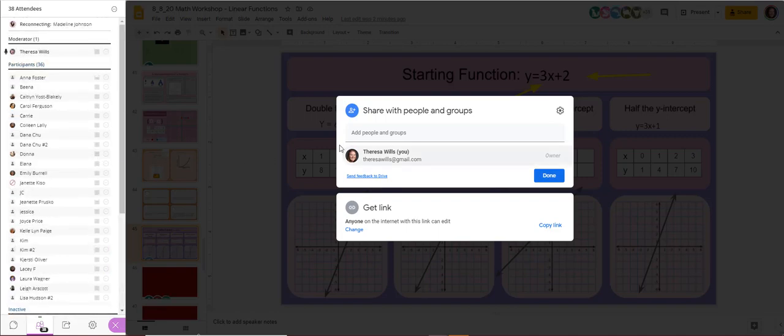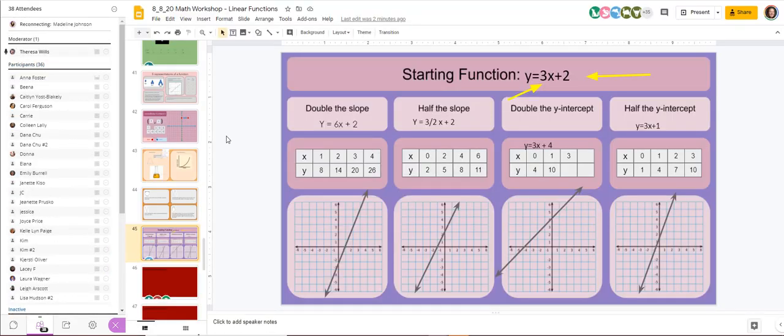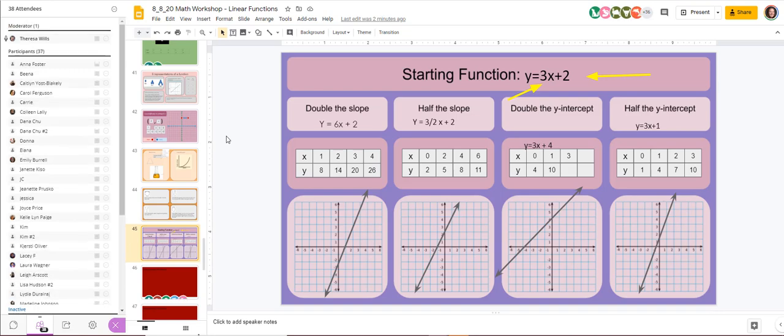Wonderful. Okay, you will have access to these slides. So if you didn't get to every activity and you wanted to explore it, you still can. But I do want to bring everyone together for a closing activity, and then we'll talk about the math workshop and kind of how it all worked out.